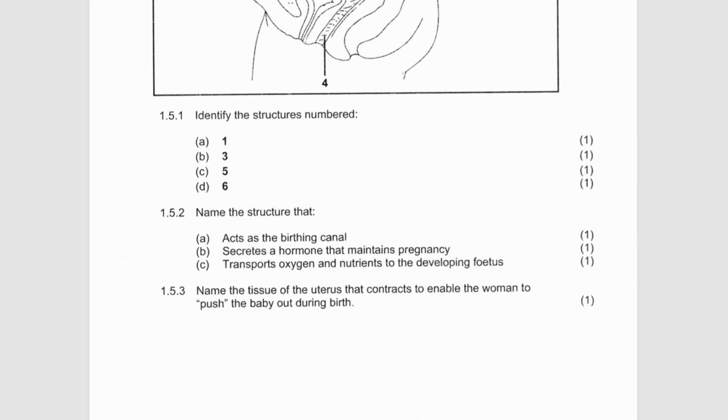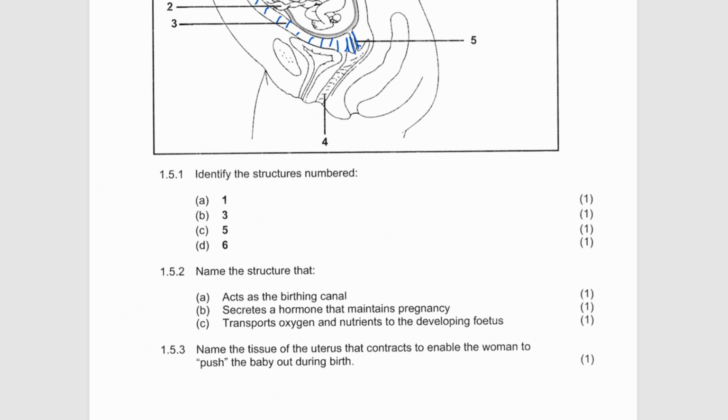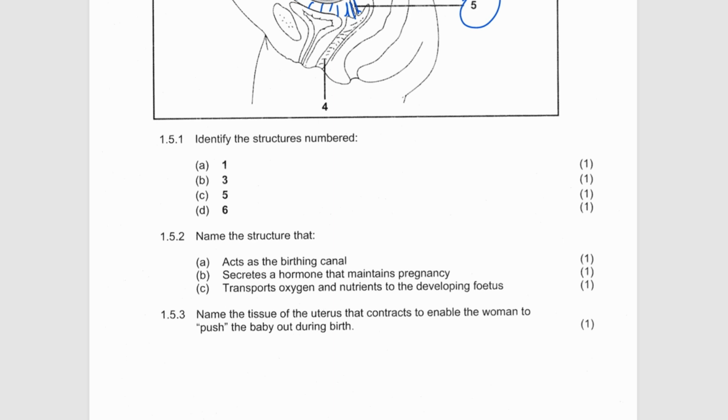All right, name the structure that acts as a birth canal. Obviously, it is the... Oh, here they're saying name. They're not saying use the numbers. So automatically it is the vagina.